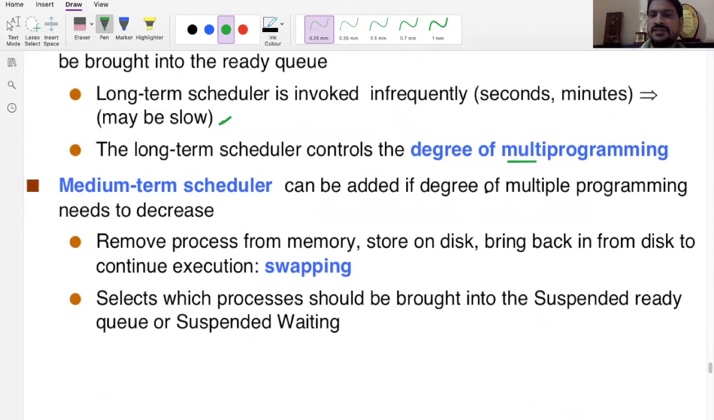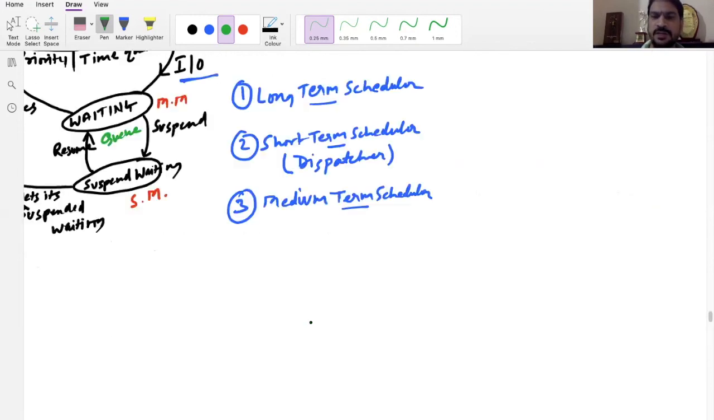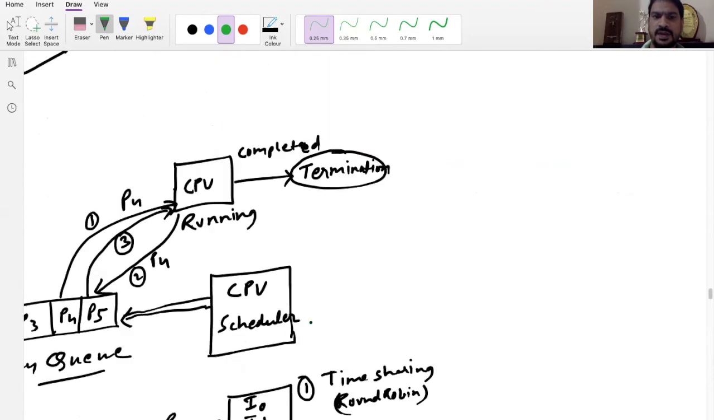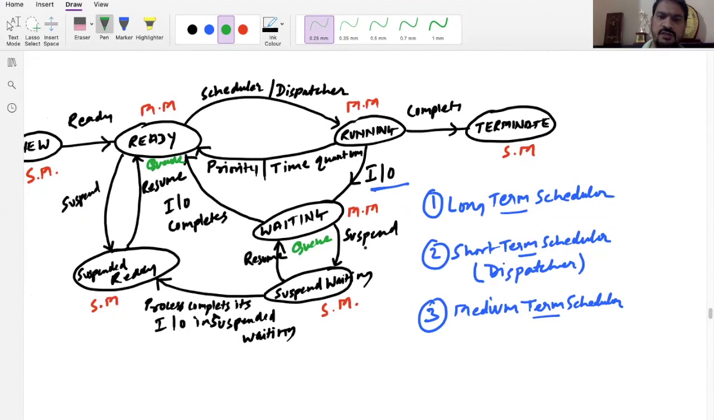It can be added if the degree of multiprogramming needs to decrease. Remove processes from memory, store them on the disk, and bring them back from disk to continue execution. That is called swapping. It selects which process should be brought into the suspend ready queue and suspend waiting. So the medium-term scheduler will work here. I told you about the waiting state; here also it will work.